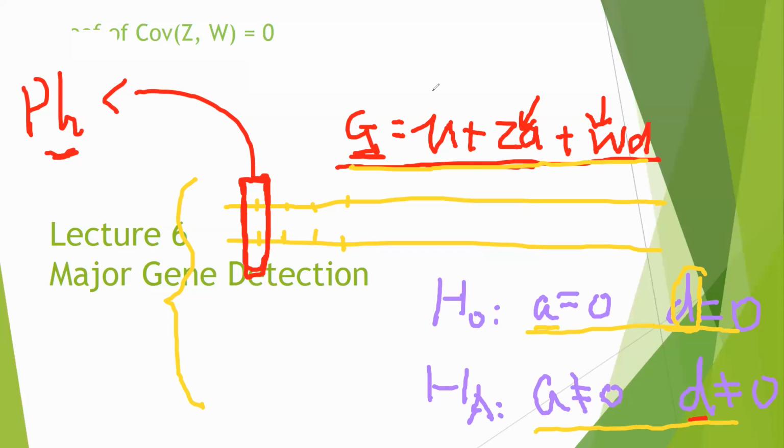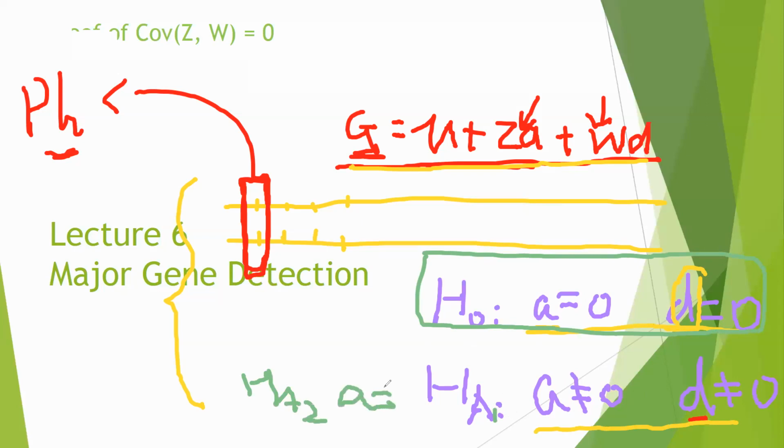So usually we have a single null hypothesis, which means this locus is irrelevant to the phenotype, right? But you can have different versions of your alternative. This is a little bit advanced. You can have alternative one like this. You can have alternative two like this here: A is not equal to 0, but D is 0. Or you can have another alternative version.